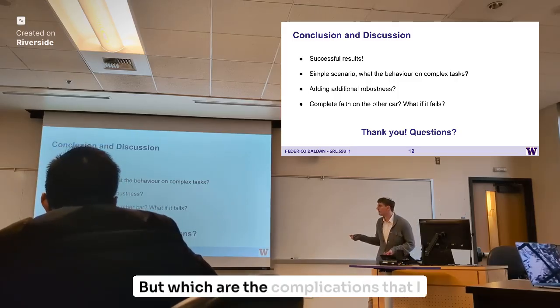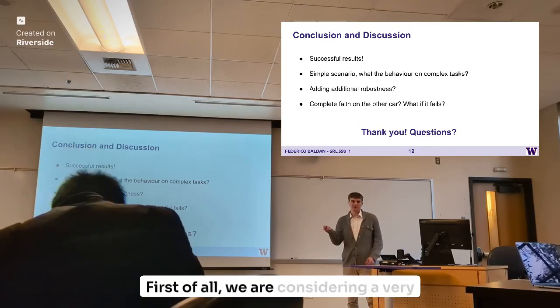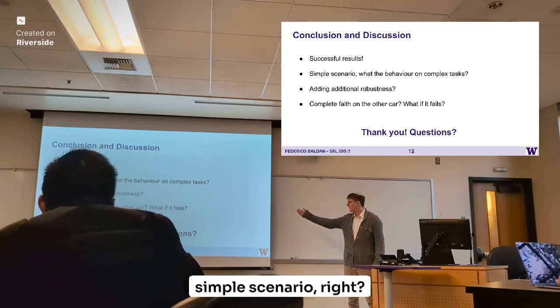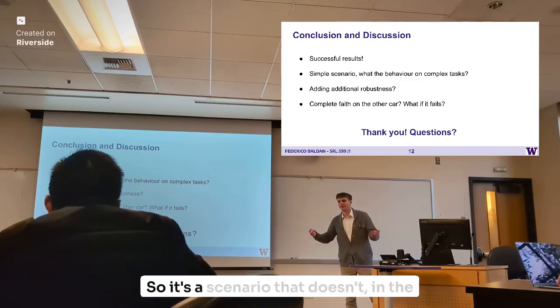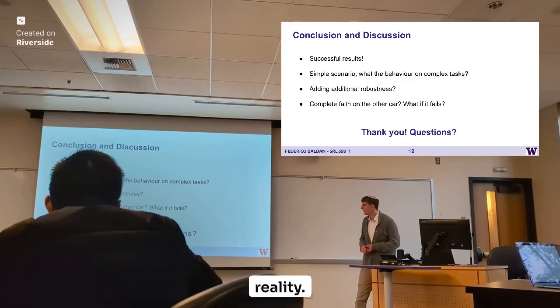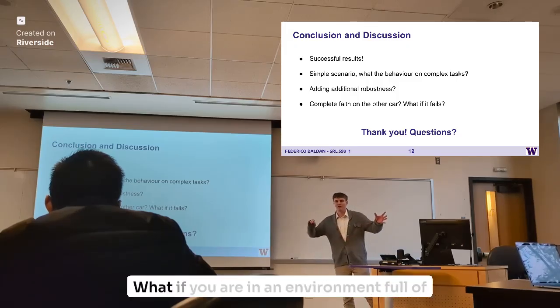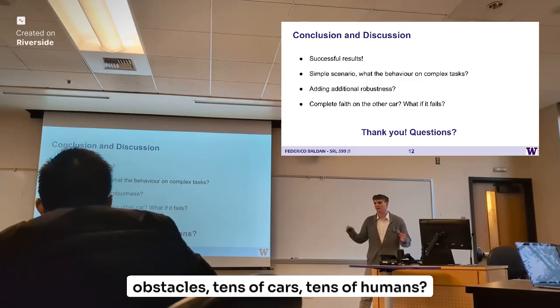But what are the complications that I thought of, reasoning about this? First of all, we are considering a very simple scenario, right? We're considering one car and one human. So it's a scenario that, in the majority of cases, doesn't correspond to reality. What if we are on a highway? What if you are in an environment full of obstacles, tens of cars, tens of humans doing different actions?